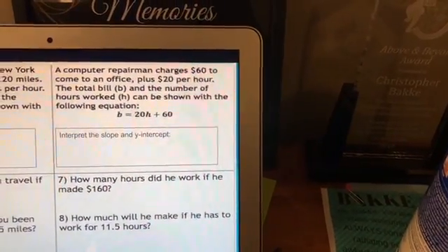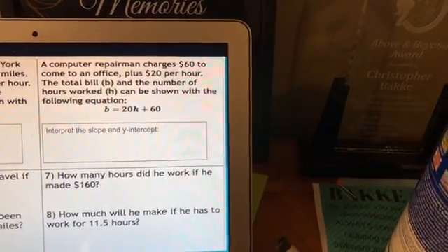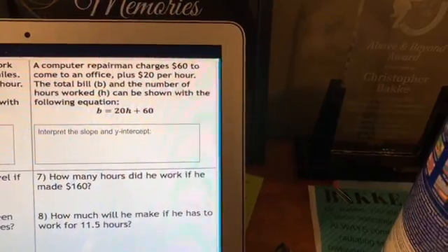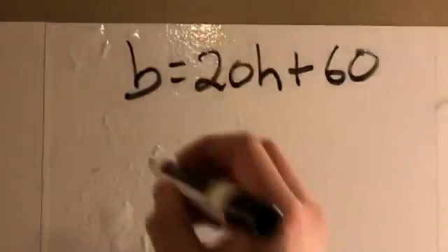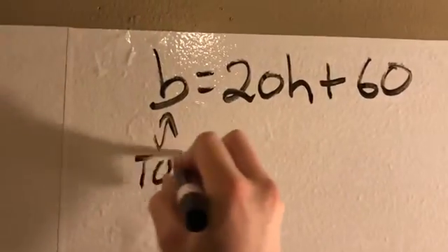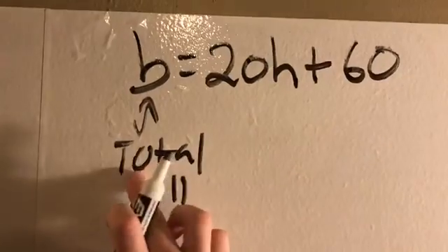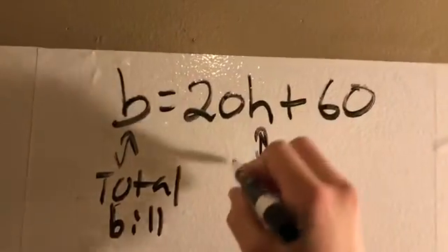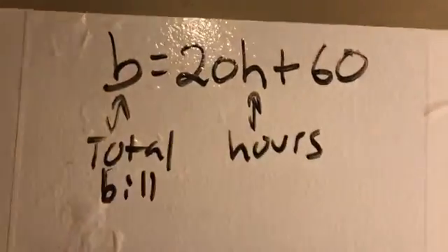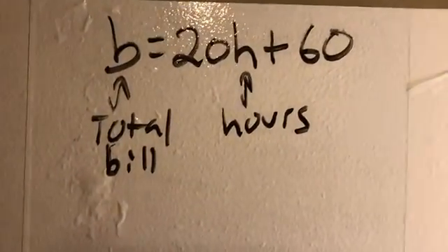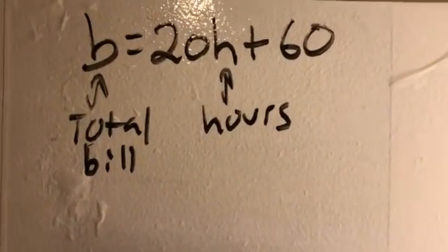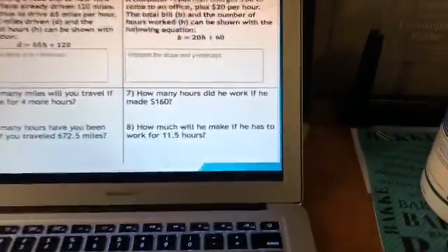So if we go back to the word problem once again, it says the total bill b and the number of hours worked h. So I'm going to know that over here b is the total bill that the computer repairman is going to charge, and h will be the number of hours worked. Before you make a prediction, it's really going to make your life easier if you label the variables. Now we can go to the problem.